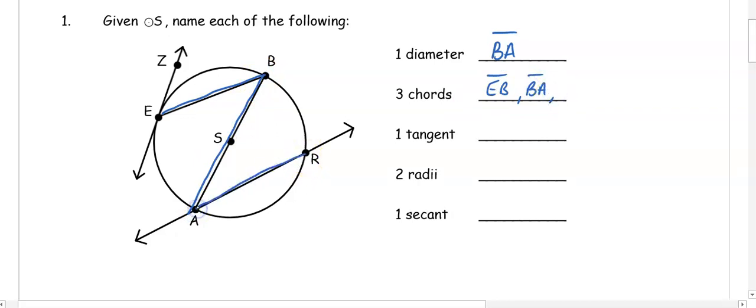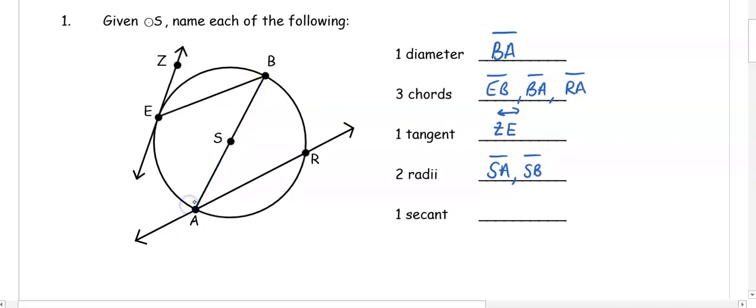And RA. Now, be careful with RA. Even though it has arrows, we're just looking from A to R. So it would just be RA with the segment bar above it. A tangent line is when it's touching the circle once and it keeps going. It has arrows. So our tangent line would be ZE with arrows on our symbol. Radii. If we have the diameter of BA, it's made by two radii. So our radii would be SB and SA.